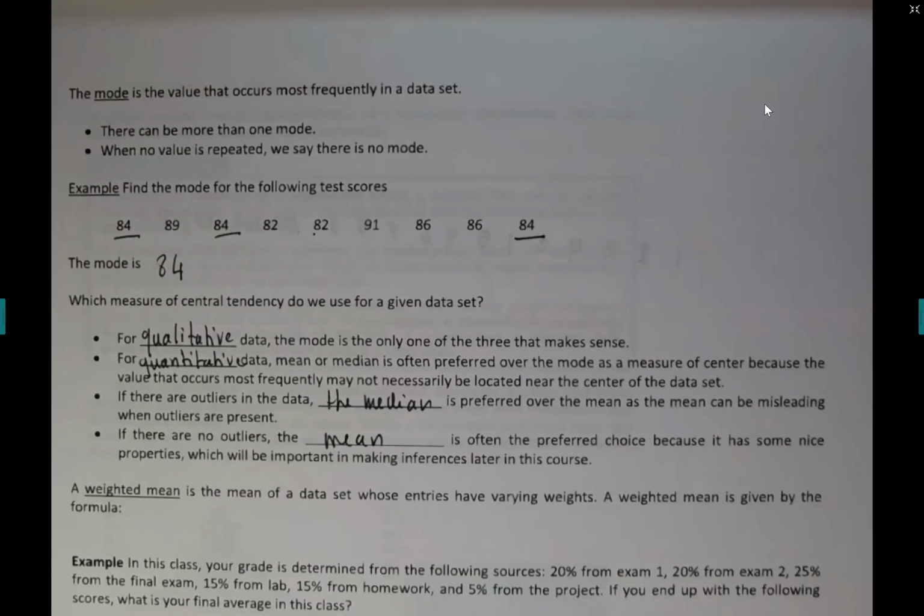The mode, guys, I wouldn't even bother much with it. It's not a good representative most of the time of the data set, unless it happens to be right in the middle of the data set. Any questions?